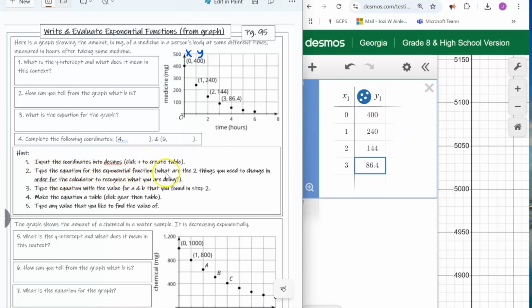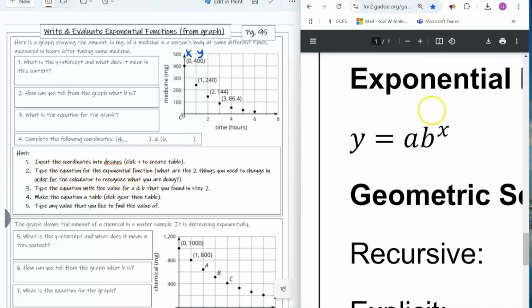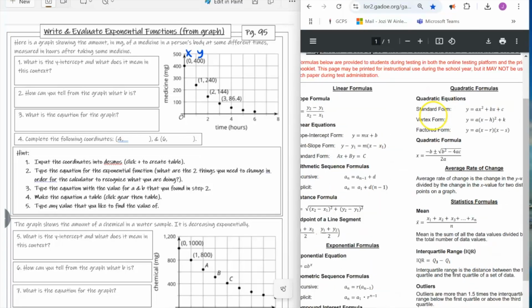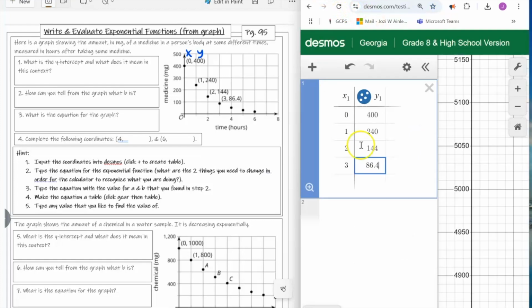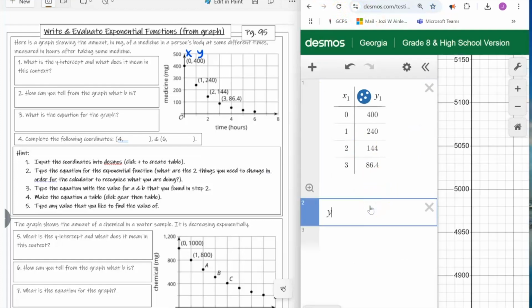Type the equation for the exponential function. If you don't remember what that is, you're going to go right into your formula sheet, right? And it's on the bottom left, is what it looks like. Y equals A B to the X. So we're going to go ahead and type that in real quick. So Y equals A, parentheses B, shift 6, to the X power. All right, there's an error, a triangle.